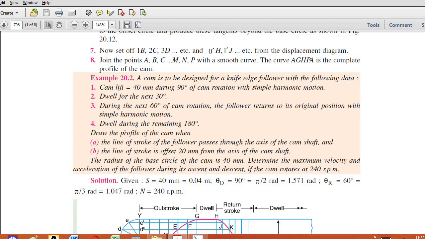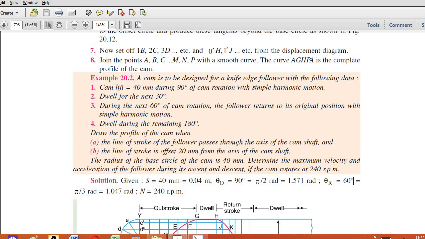Okay, so what they are asking in the problem is, draw the profile of the cam when the line of the stroke of the follower passes through the axis of the camshaft. When the line of the stroke of the follower passes through the axis of the camshaft, it is called an inline cam. And if there is an offset, if the line of stroke is offset by 20 mm from the axis of the camshaft, then it is called an offset cam.